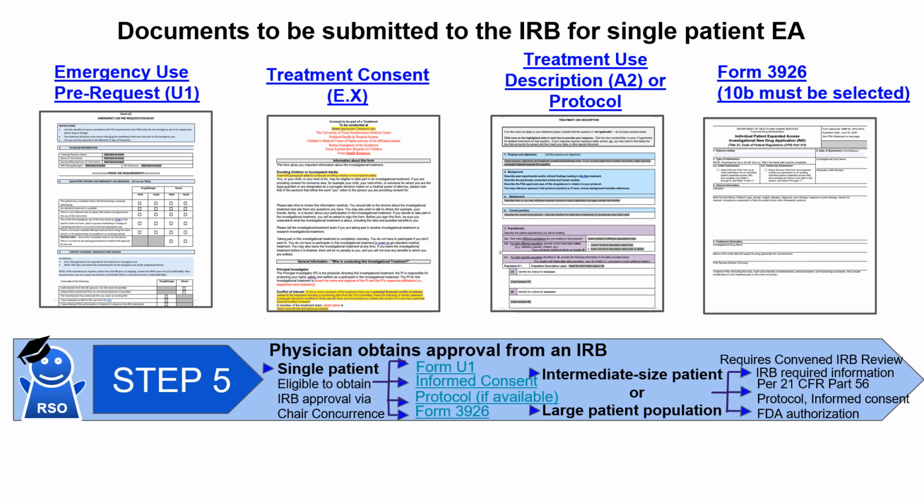So these full board review waivers can be requested by physicians completing Form 3926 on the right with the box in field 10B selected, and the physician needs to sign the form. This waiver is actually only appropriate for single patient expanded access for initial submission, and any amendments such as change in the use or duration of treatment, even continuing review for the single patient expanded access, if applicable.